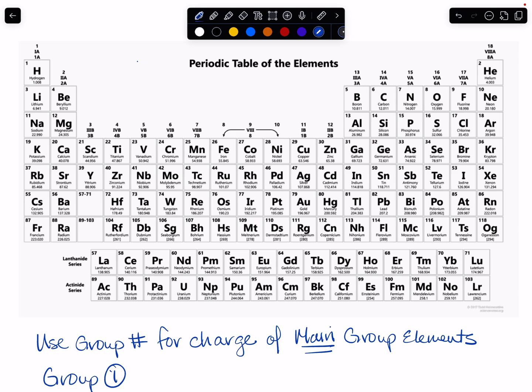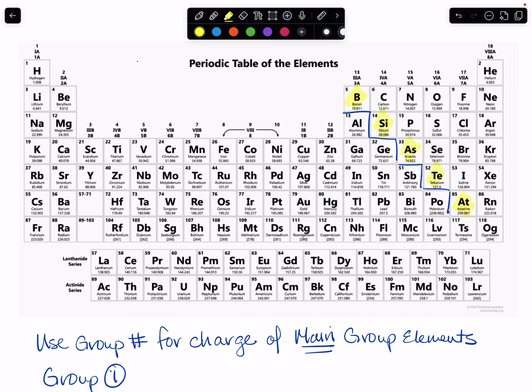All right, there are semi-metals on the table. Generally speaking, if they're on that staircase, they are considered a semi-metal. If they are above the staircase, like boron, silicon, arsenic, tellurium, and astatine, they're going to behave like your non-metals. So you're not going to see these guys in ionic compounds. They tend to form covalent compounds instead.